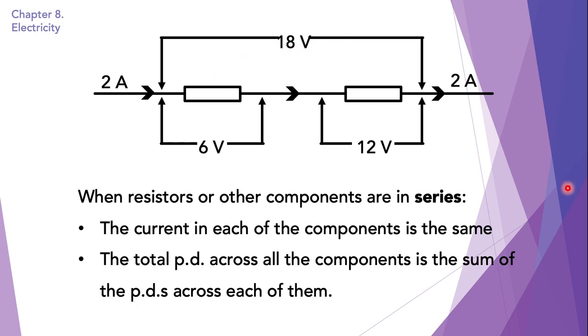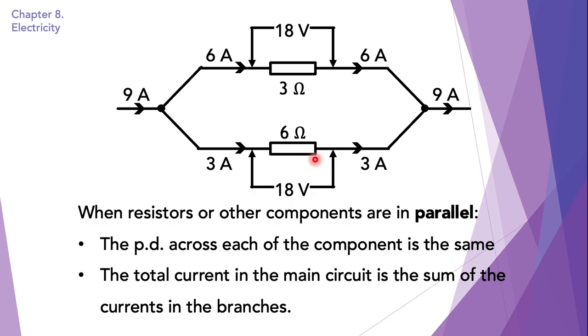Whereas in parallel resistors, if the total potential difference in the main circuit is 18 volts, then both of the resistors would get 18 volts. The 18 volts would not be distributed between them. If the supply from the main circuit is 18 volts, then both of these resistors would get 18 volts, rather than this one getting 6 volts and this one getting 12 volts. The same potential difference is given to both of them, equal to the total from the main circuit.